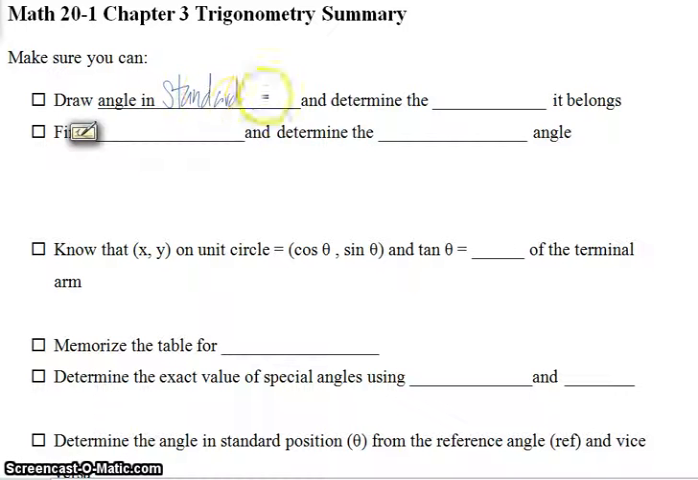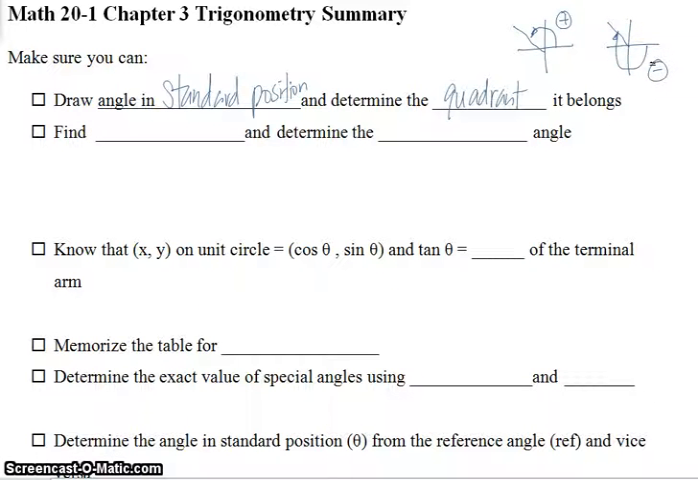Alright, for this chapter, make sure you can, number 1, draw an angle in standard position, and then determine the quadrant it belongs to. So for every angle, you need to figure out where it is. It could be a positive angle, it could be a negative angle, but positive or negative is just to help you determine which quadrant. After that, it doesn't matter if it's positive or negative, it's in that quadrant.